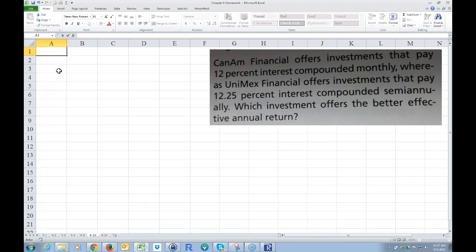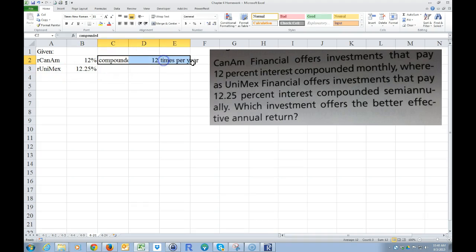We're given R Can-Am is equal to 12% compounded monthly, which would be 12 times per year, right? And our R Unimex is 12.25%, and that's compounded semi-annually, which would be 2 times per year.